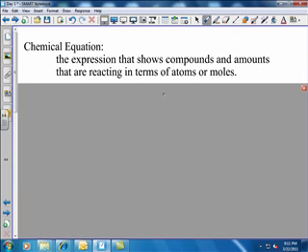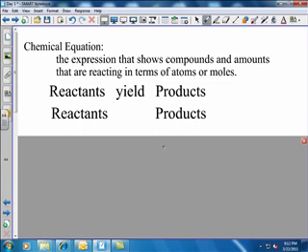Now, the first thing we need to do is kind of define what a chemical equation is. We've been writing chemical formulas up to this point. Now we need to write equations. The equation is an expression that shows compounds and amounts that are reacting in terms of atoms or moles. A couple of terms that you're going to hear a lot are reactants and yield products. Reactants are the things that are reacting, and products are what are produced. In chemistry, we represent the yield sign with an arrow.